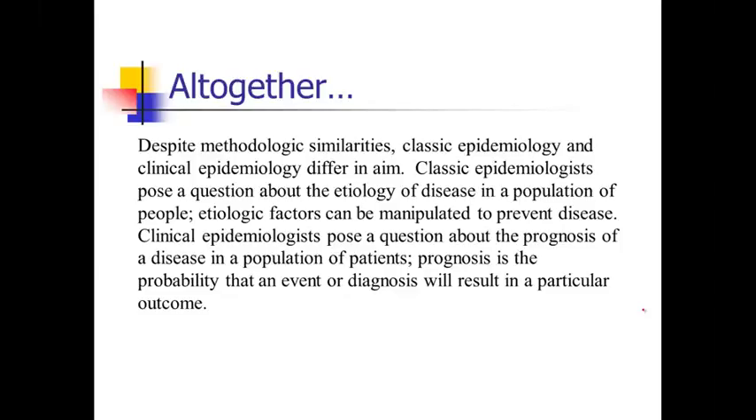Notice that I still don't need any transition there. And then with a semicolon, I stick in the definition of prognosis. Prognosis is the probability that an event or diagnosis will result in a particular outcome. So you can see we really streamlined that paragraph. We cut out a lot of things. We used the logic and the nice parallel sentence structure to get rid of the need for transition words.